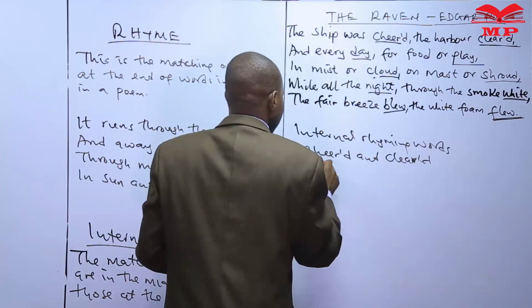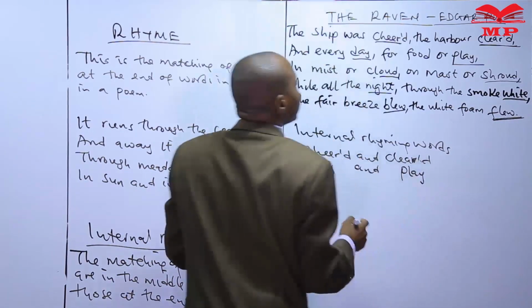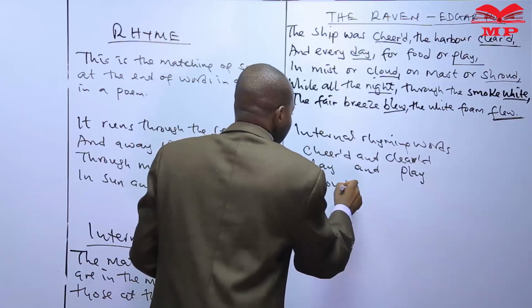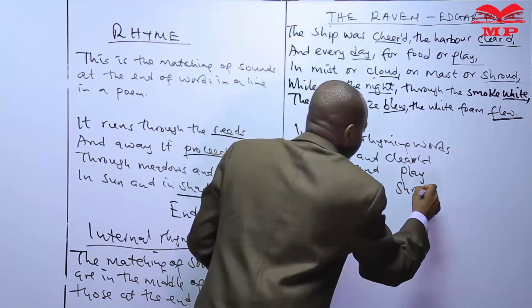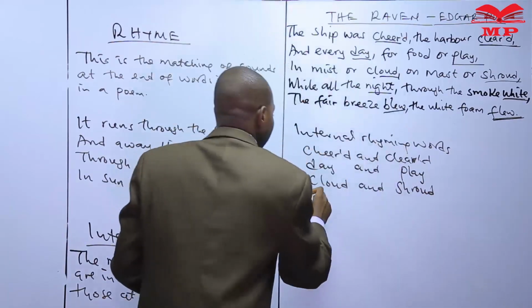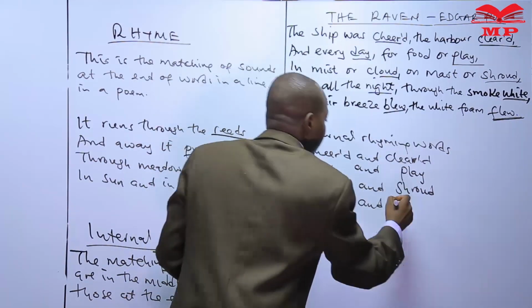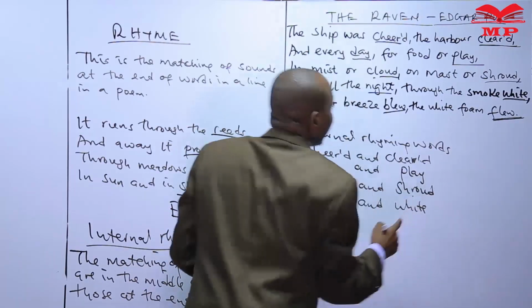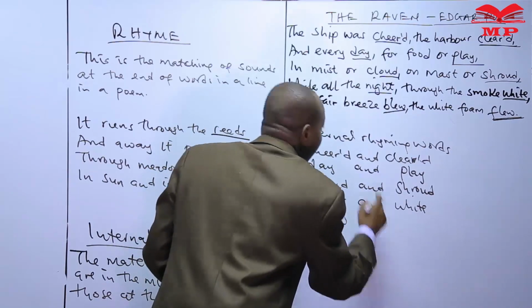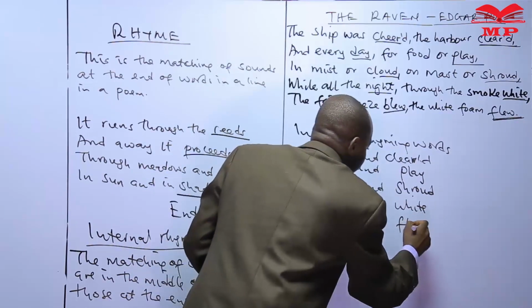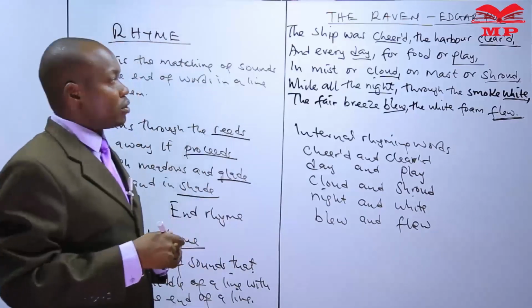We have day and play. We have cloud and shroud. Then you have night and white, and lastly blue and flew. I hope that concept is understood.